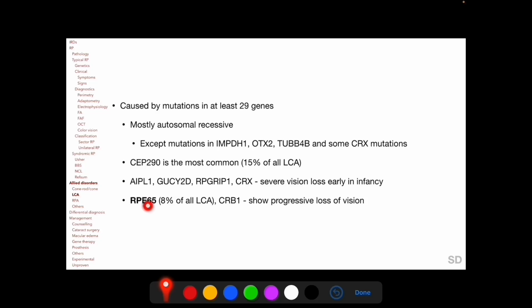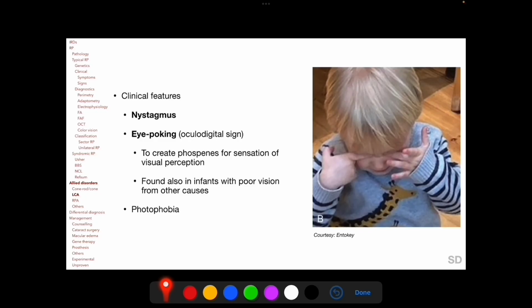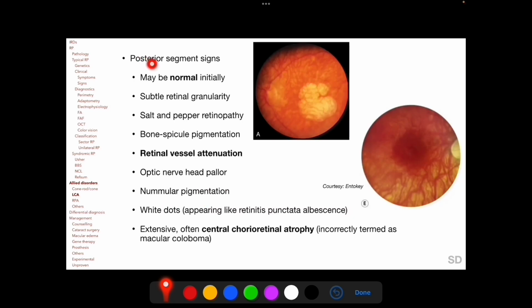The two most common clinical features of LCA are nystagmus and eye poking, and eye poking or oculodigital sign, as seen here in this clinical photograph, creates phosphenes for the sensation of visual perception by the patient. Eye poking is not an exclusive clinical feature of LCA but can be found in infants with poor vision from other causes. A large number of posterior segment signs have been described in patients with LCA, and the fundus may appear normal initially in these patients.